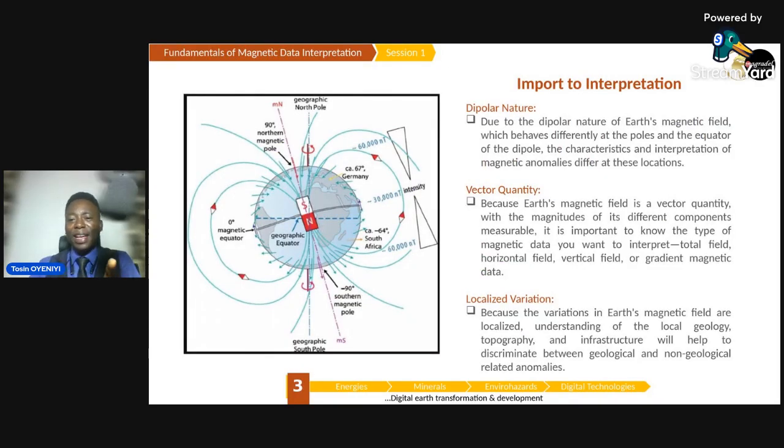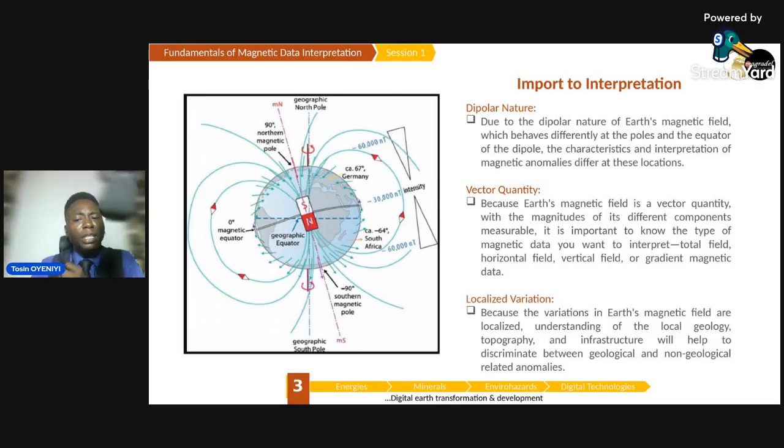Now, back to the complexity we've checked into interpretation: it concerns the vector quantity also, because Earth's magnetic field is a vector quantity with different components that are measurable. As we saw from the effect of the dipolar nature, it is important when you want to carry out interpretation to know the magnetic region where your data was acquired. You must also know the type of magnetic data that you want to interpret, because there are different components of Earth's magnetic field and they can be measured.